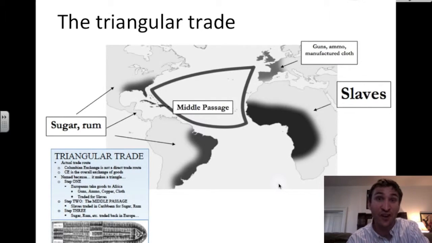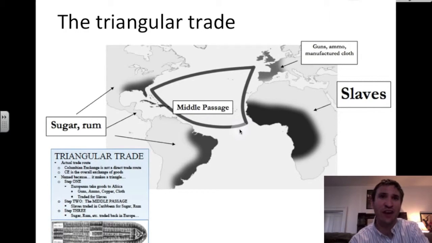The triangular trade are the actual trade routes from different continents. Why are they called triangular trade? Well, the trade routes make the shape of a triangle. The Columbian Exchange, meanwhile, is not a specific trade route. It's just the general transfer of food and goods and ideas and diseases and people, as we'll learn shortly. So that's the difference between the triangular trade and the Columbian Exchange.